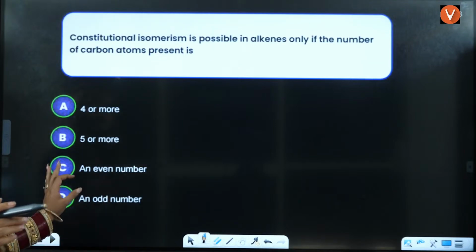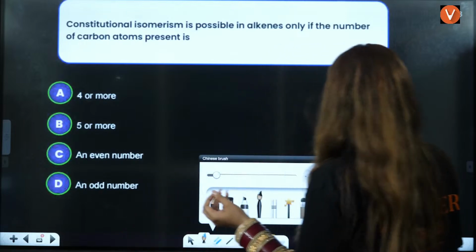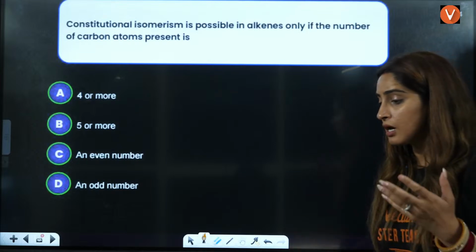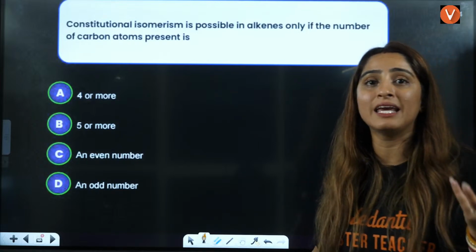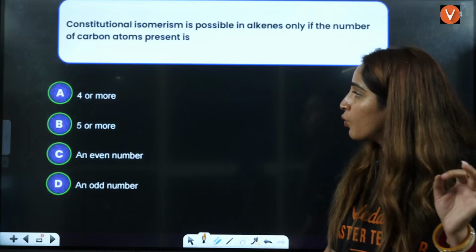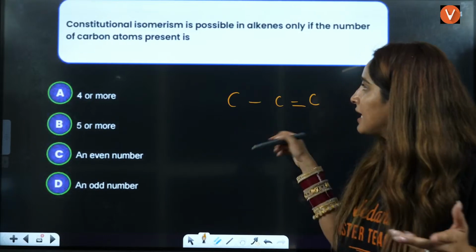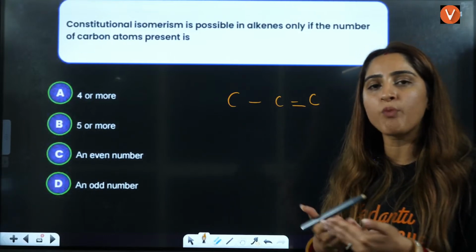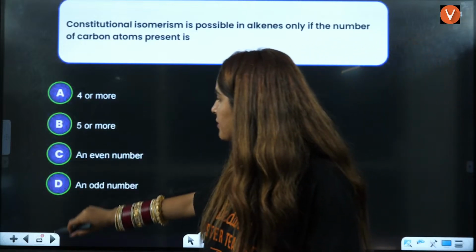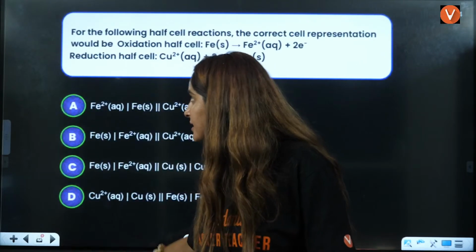Next we have constitutional isomer is possible in alkenes, only if number of carbon atoms. See, constitutional means structural isomerism in alkene is only possible, right? Like chain isomerism, all this is possible only if the number of carbon atoms, see if it is 3 carbon atoms, then for alkenes, any constitution is not possible. How can you differentiate the structure? So at least 4 carbon atoms you need to have here, right? 4 or more. So answer is A is the correct answer.